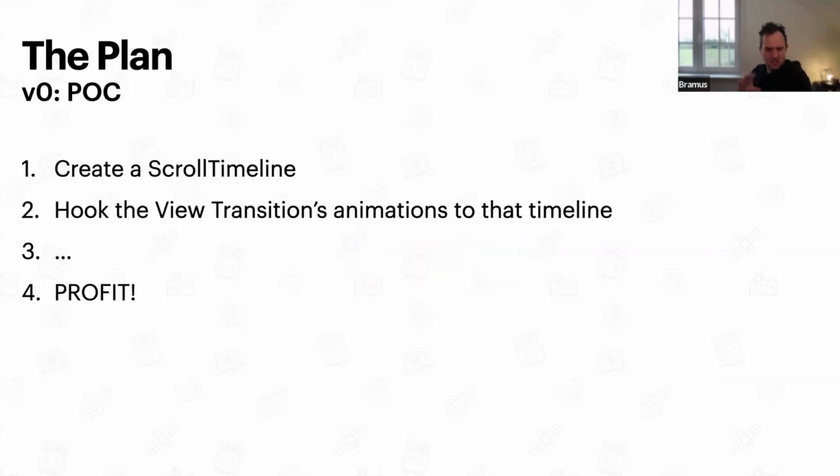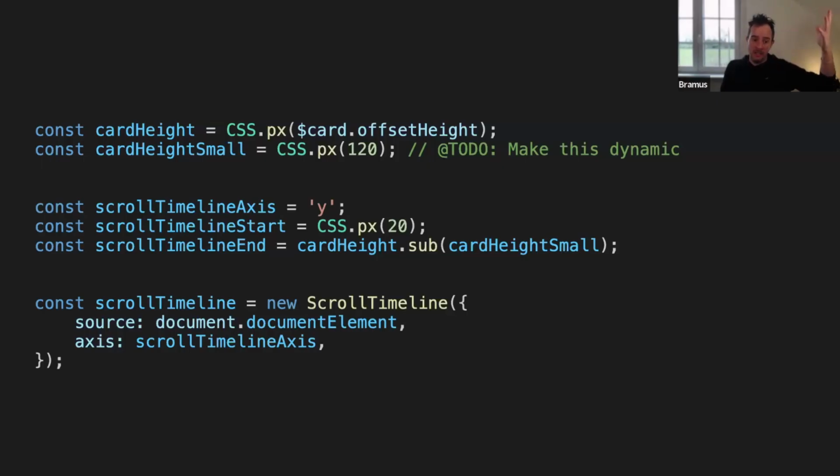So the plan is I create a scroll timeline. I hook the view transitions, their animations, their timeline, and hook it to that created scroll timeline. Stuff happens and it works, right? So here's the code for that. I take the card height, I take the small card height, I create my new scroll timeline, and I track it on a certain axis.